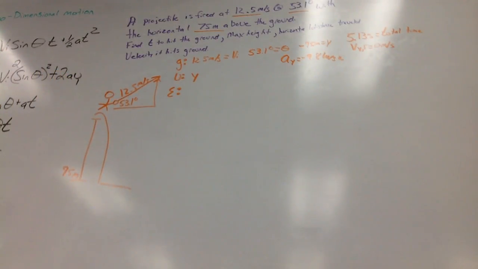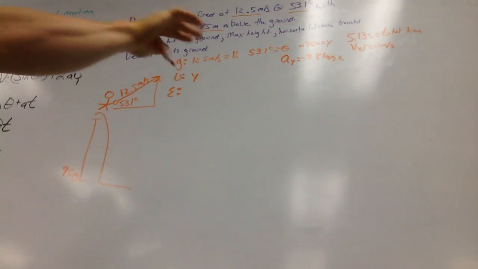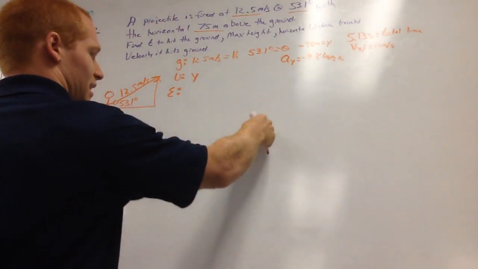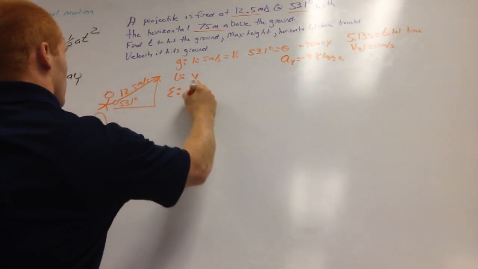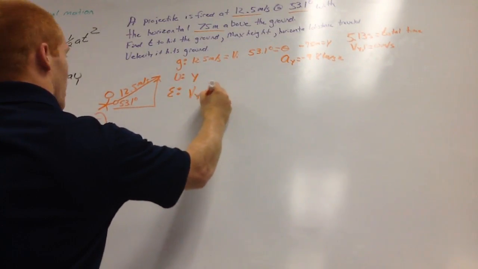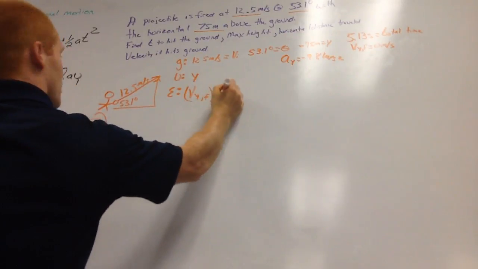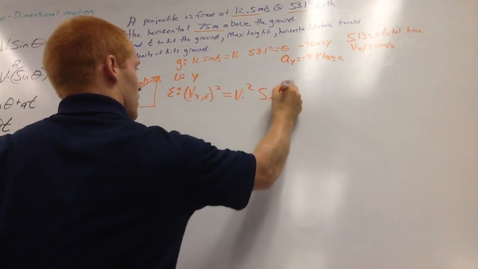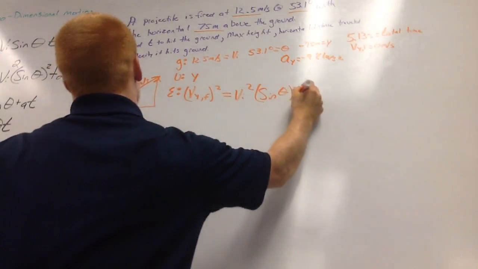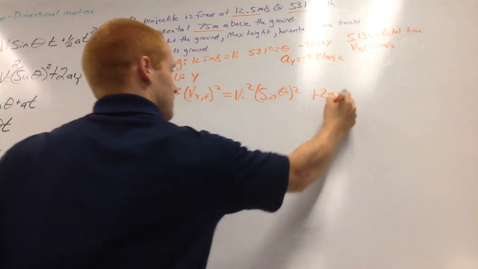So the equation we are going to use, we can't use the one that has time in it because that's total time. That's not the time for it to get to max height. Okay, that was the time for it to reach the ground. So we would have to use one that has VYF. And so we are going to use VYF squared equals VI squared sine theta squared plus 2AY.